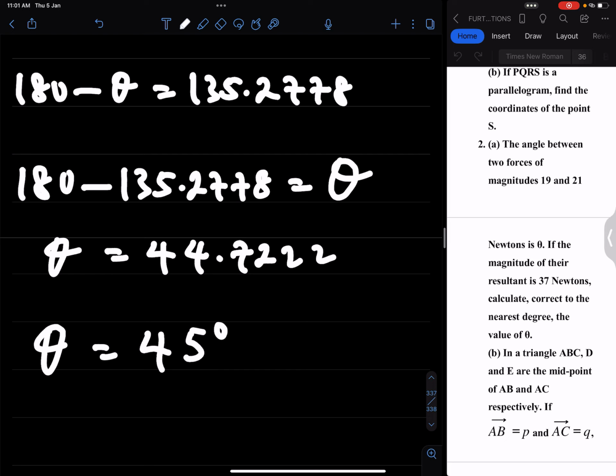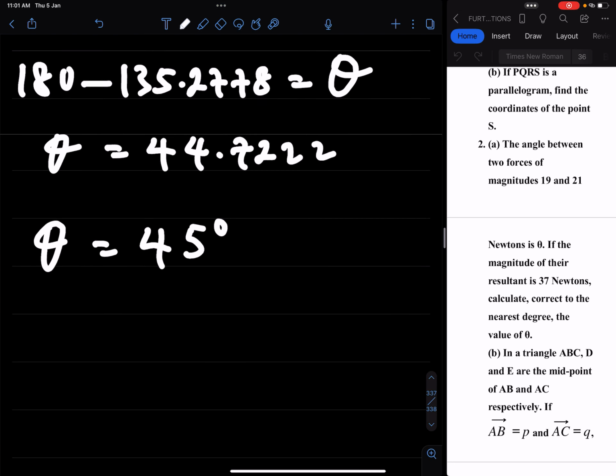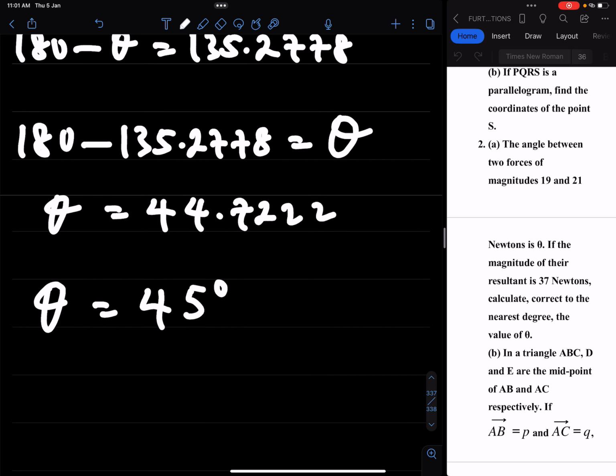All right, and that's it. Let's see, can we take another one or just go? Okay, let's take another one. This one says, let's see, my page is not okay.